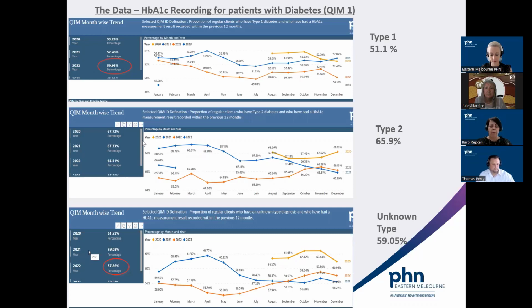And the third graph is patients who have a diagnosis of diabetes unknown type. If your practice has patients with unknown type, they need to be coded correctly in your clinical information systems. This needs to be done by editing the past history, and we will cover this today.